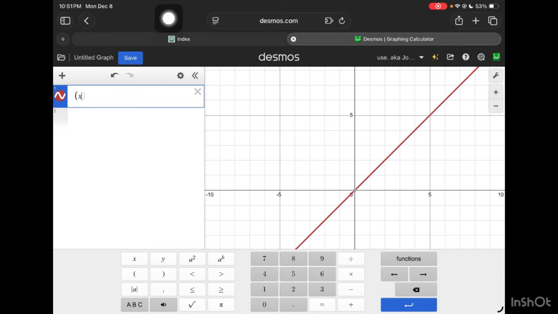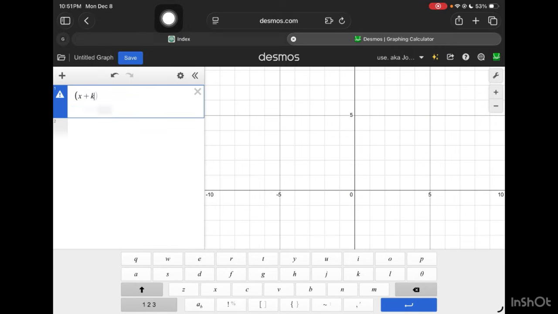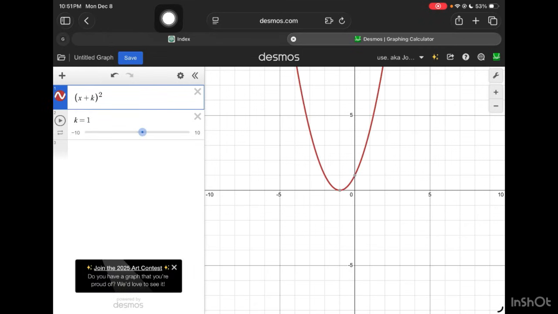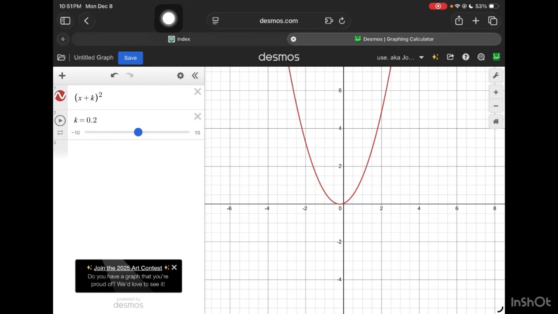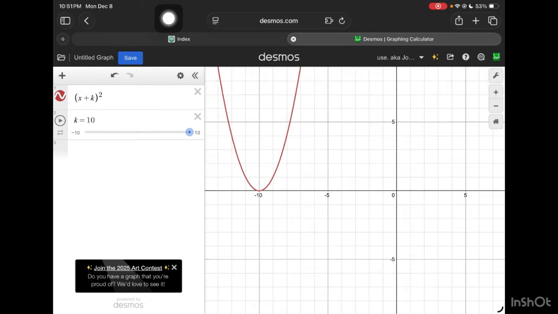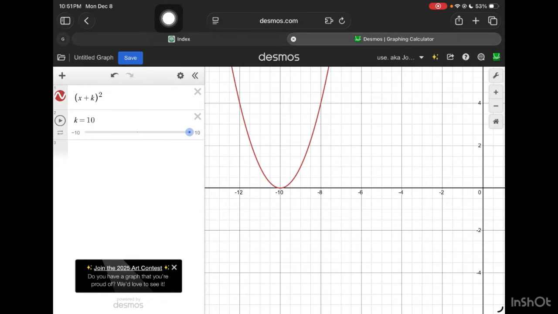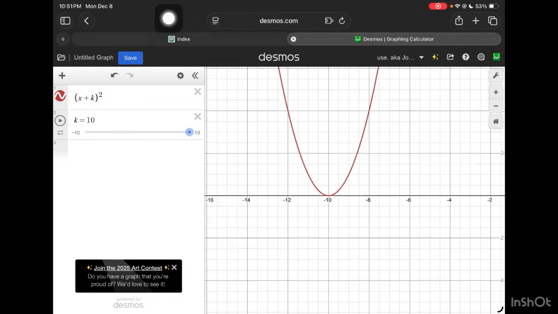So let's say we want to do (x plus k) squared. Notice what happens if k is 0. As you could see, it's still in the right place, right at the 0, 0 point. But if we move the slider in the positive direction, it goes to the negative axis. Why? Because we want this to equal 0. If x plus 10 is equal to 0, by the zero product property, we must make sure that x is negative 10, so that negative 10 plus 10 is equal to 0 squared.